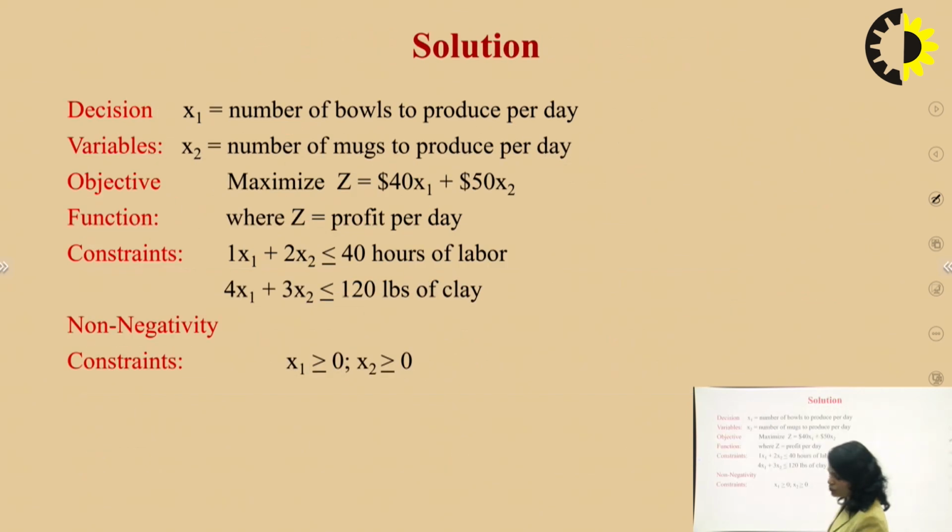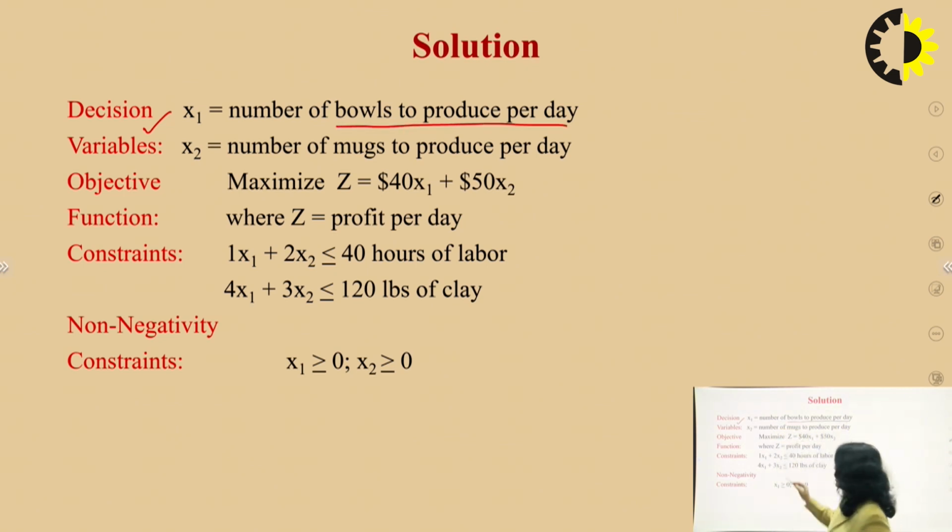First, we have to define the decision variables, meaning the level of activities which are taking place. So the company is asking how many bowls and mugs should be produced to maximize the profit. So in this line, we get to know that it is a maximizing problem. We want to maximize the profit, and we have defined the decision variables here: x1 is the number of bowls to produce per day.